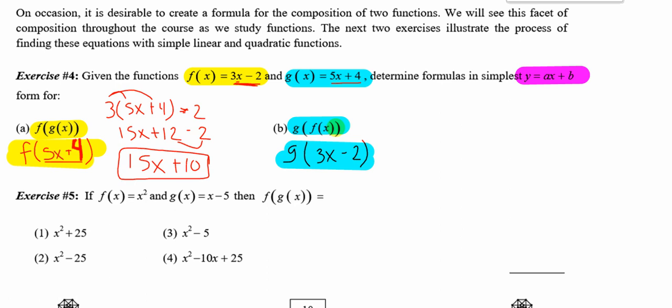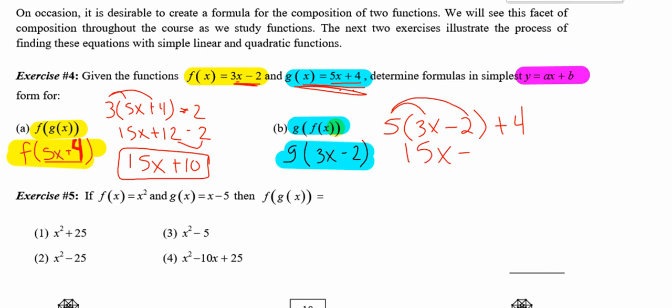So everywhere I see an x in my g function, I'm going to plug in 3x minus 2. So I'll have 5 times 3x minus 2, and don't forget that 4 on the outside, plus 4. Again, we need to simplify so we can get it to look like the purple. Distributive property. We have 15x minus 10 plus 4. Let's combine these like terms. We'll get 15x minus 6. And that's our final simplified expression.